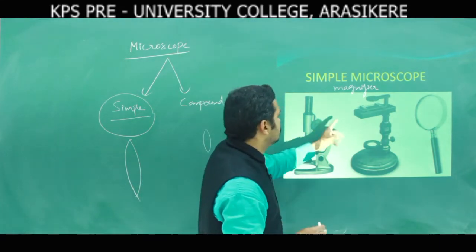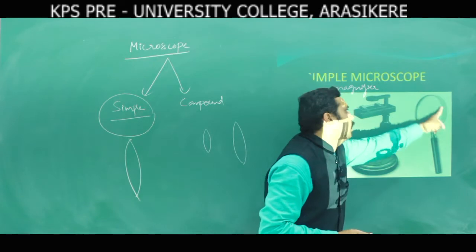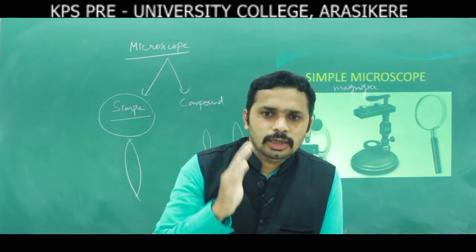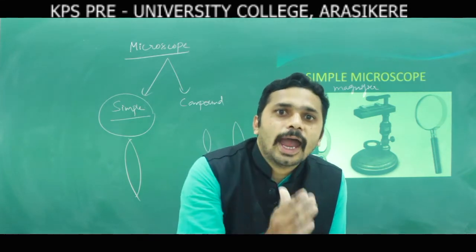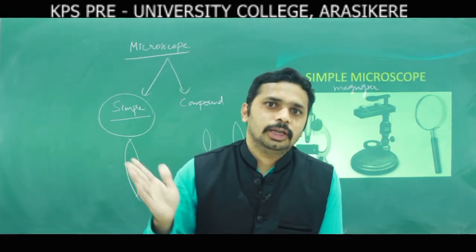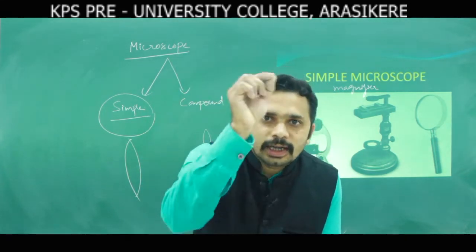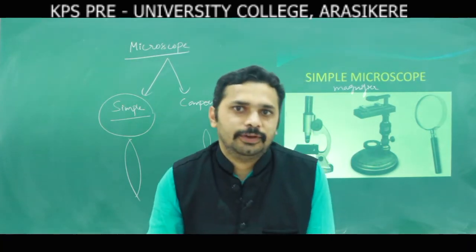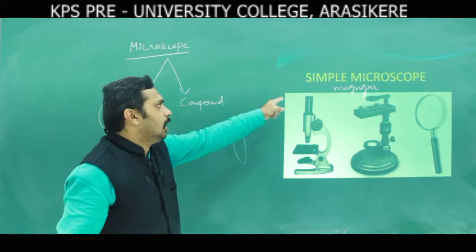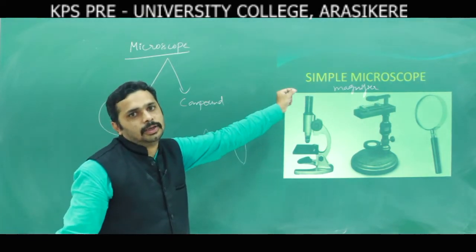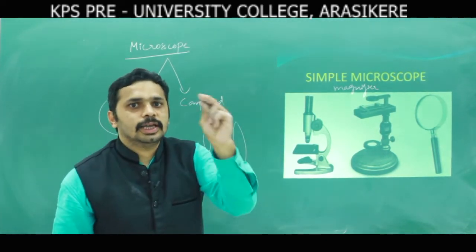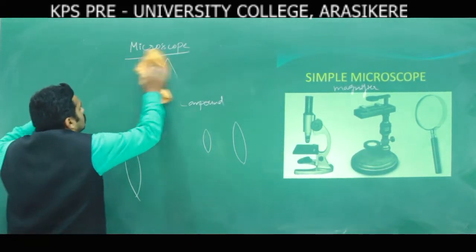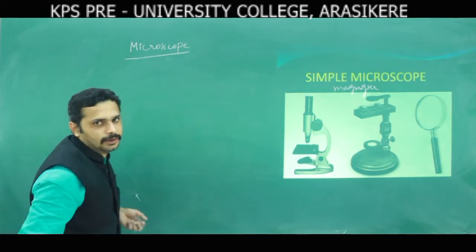Look at here, this is the simple microscope, one convex lens. Now here I am going to use angular magnification. In previous classes we know linear magnification, but now I am using angular magnification. After that I am going to explain the simple microscope in two cases, the image at near point and image at far point. First you have to know about angular magnification.